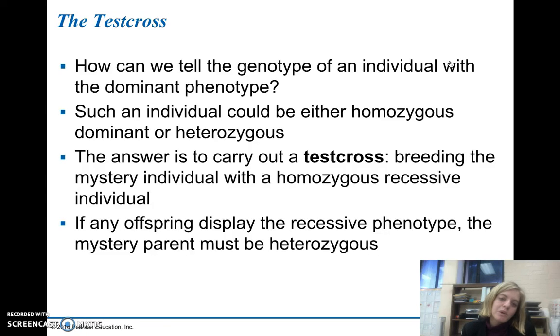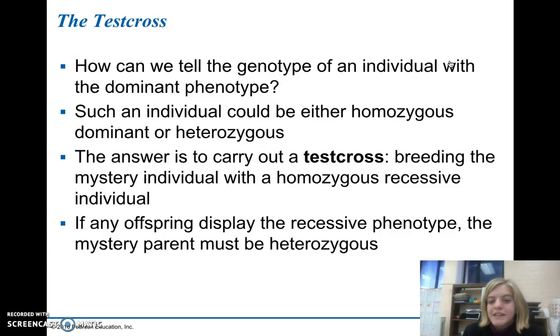So one thing he wanted to figure out was how can we tell the genotype of an individual with a dominant phenotype, because we know that individual could either be homozygous dominant or heterozygous. So if you have purple flowers, for example, you could be big P, big P, or big P, little p. The way he figured this out was by doing something called a test cross.